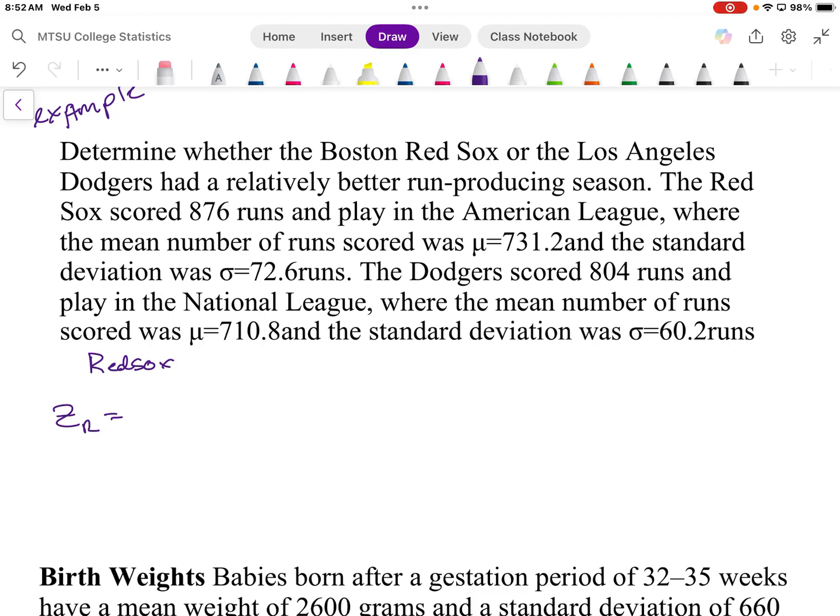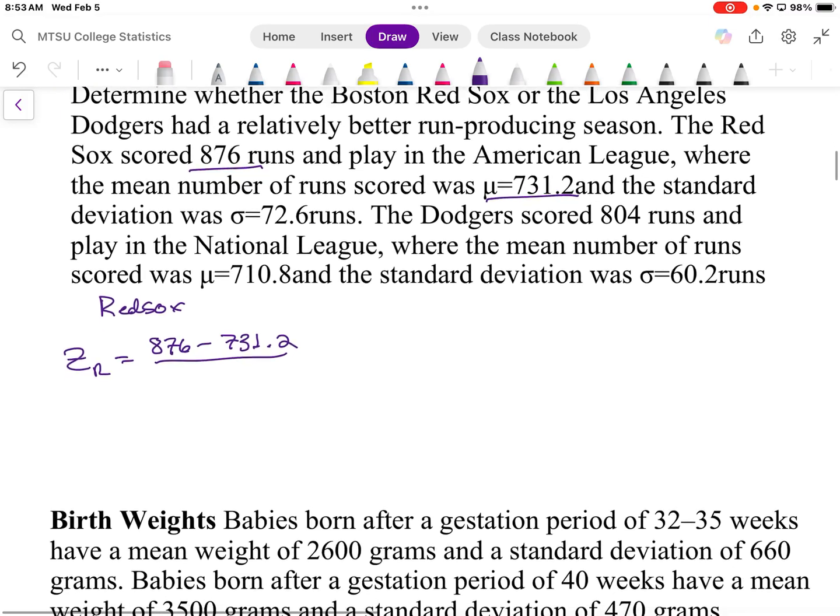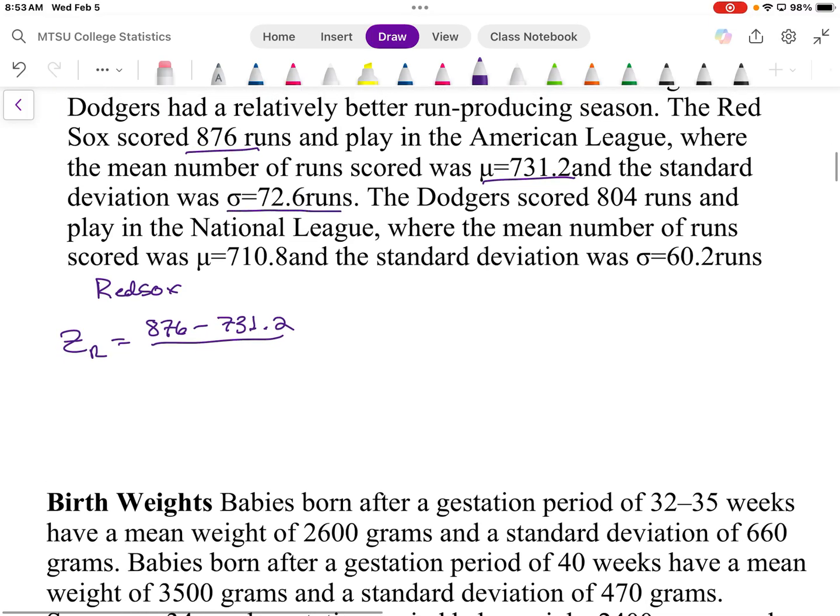That season, 876 runs. That's the X. The mean for the American League was 731.2, and the standard deviation for the American League was 72.6. Now we're just going to go to the calculator. You can type it in as a big fraction or just be careful. I'm just going to subtract the 2 numbers on top, and I get 144.8. Then I'm going to divide that by 72.6.